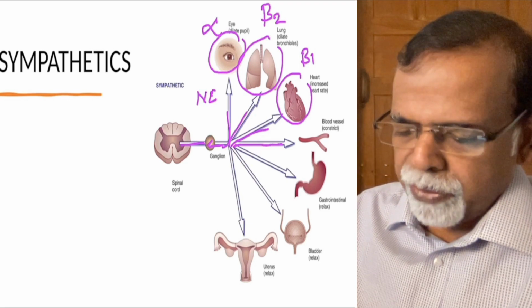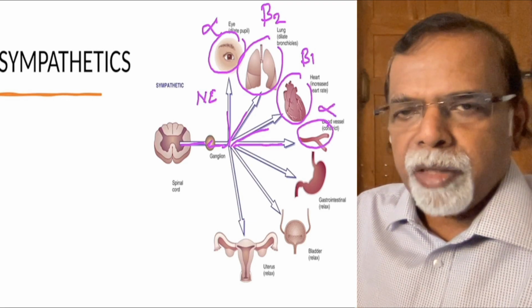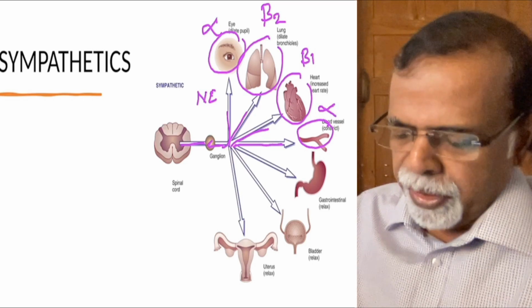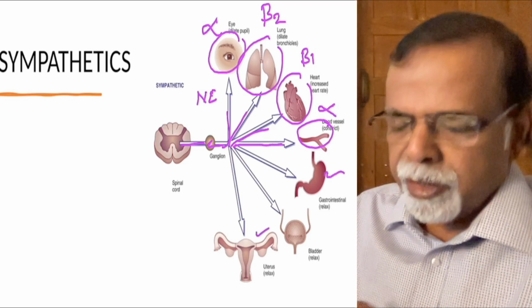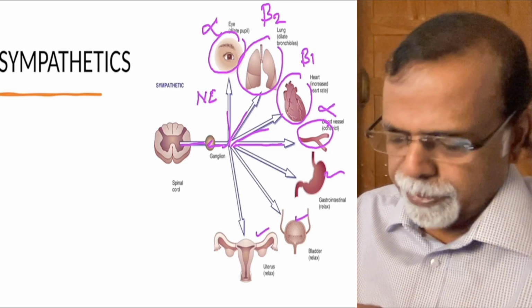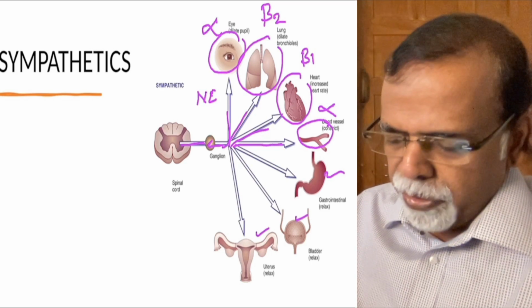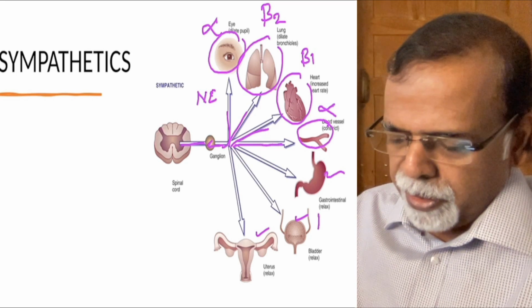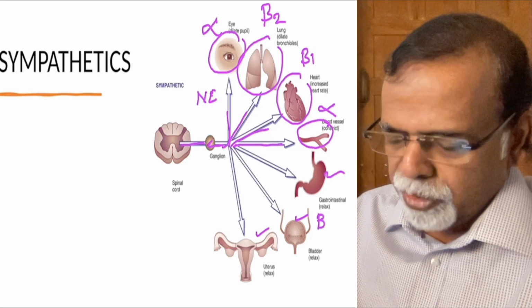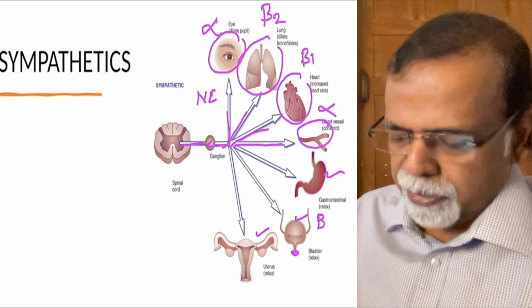In the blood vessel, it acts on the alpha receptor and predominantly produces vasoconstriction. In the gastrointestinal tract, in the uterus, and in the bladder, it predominantly produces relaxation. And in the bladder, it is important to remember that in the detrusor it is the beta receptor, and in the internal sphincter, that is in the urethra, it is an alpha receptor.